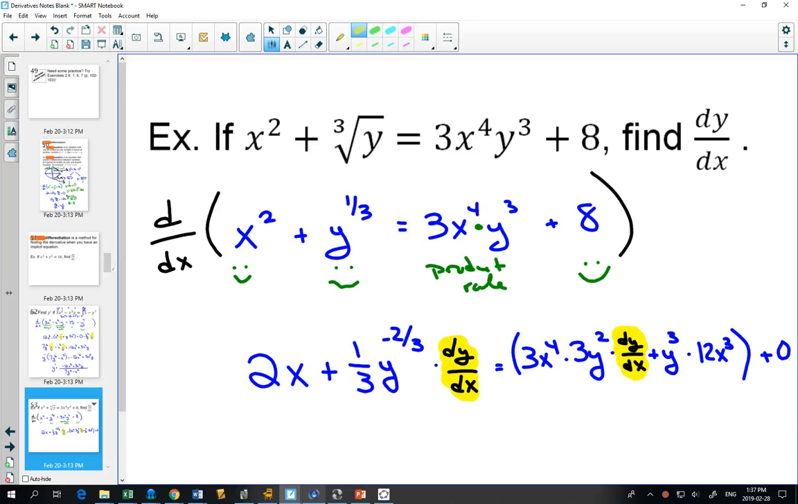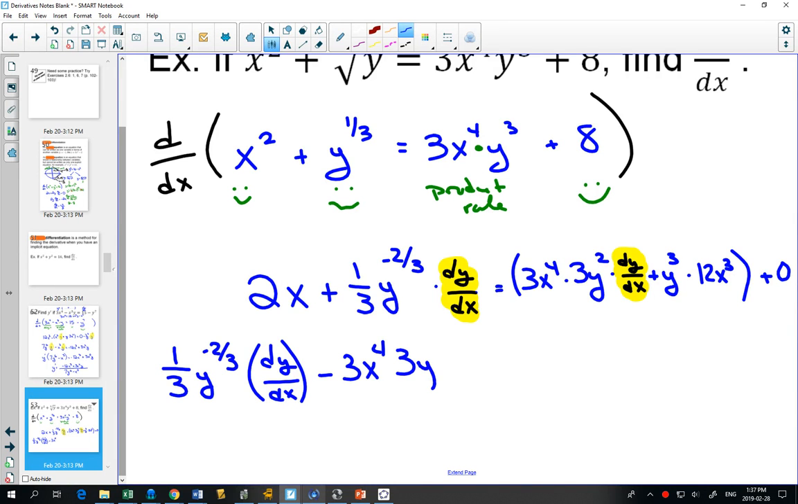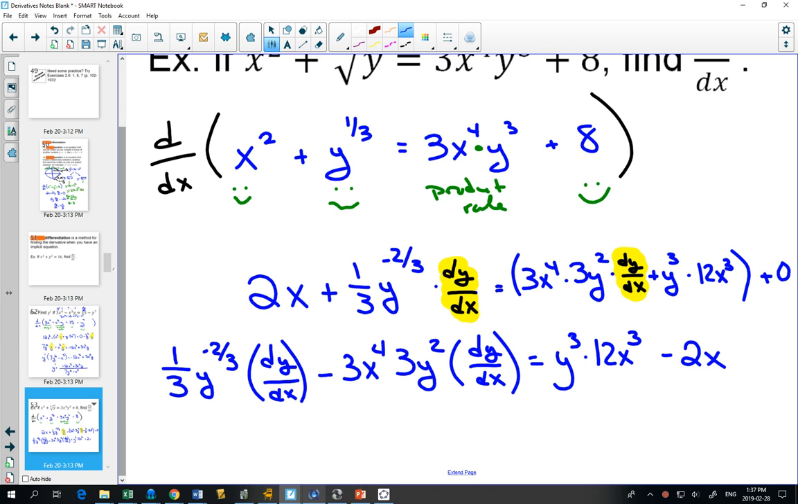So I'm going to move all of my terms with the derivative to one side of the equation and everything else to the other side of the equation. So I've got a 1/3 y to the negative 2/3 dy dx. I'm going to move this term over, minus 3x to the 4, 3y squared dy dx. And I'm left with a y cubed times 12x cubed, and I'm going to subtract the 2x on the other side.